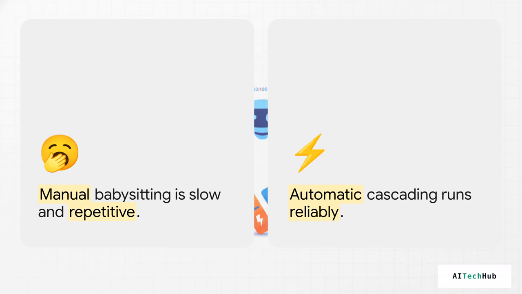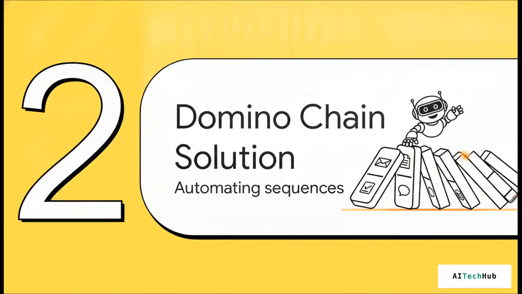Doing it the old-fashioned way means manual babysitting. It's slow, it's repetitive, and honestly, it's exactly where costly mistakes creep in. What we actually need is automatic cascading, a reliable system that handles all those follow-up actions without any human effort. Basically, no more babysitting.